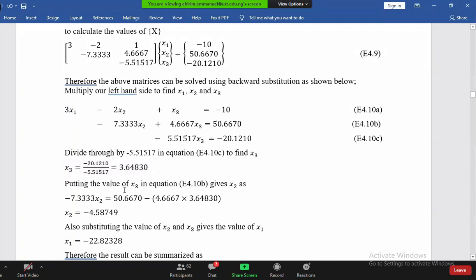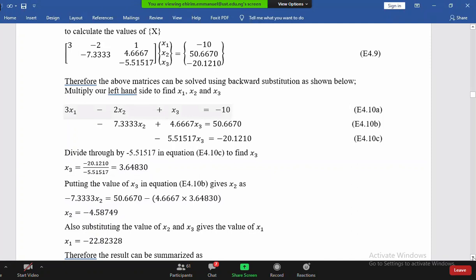And then you put the value of x3 into the second equation, right? So it will be minus 7.333 x2 plus, but it will be minus now because we have that. So you have 7.333 x2 equals, right? This goes to minus that way, and this is the x3 we have calculated. We have x2 is minus 45749. Then you substitute x3 and x1 into the first equation.